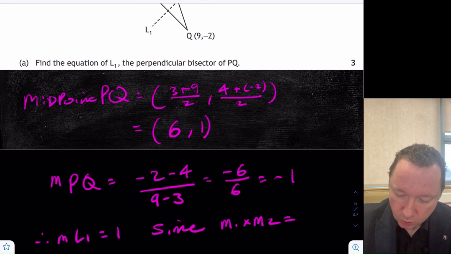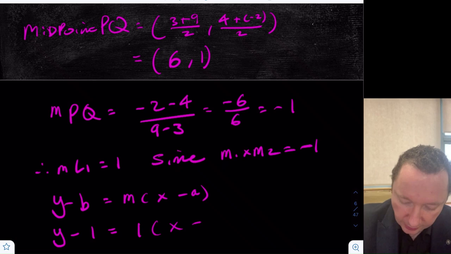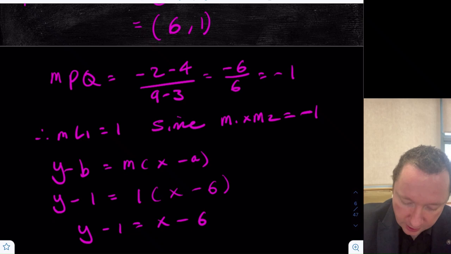So now we can use y minus b equals m(x minus a). y minus 1 is equal to 1(x minus 6), or y minus 1 equals x take away 6. So y equals x minus 5. And we're done there. Let's move on to part B.